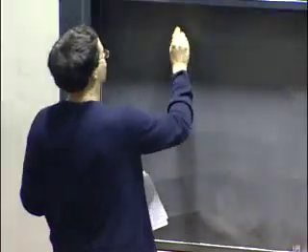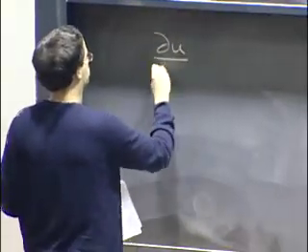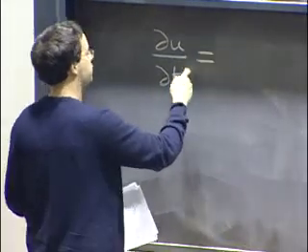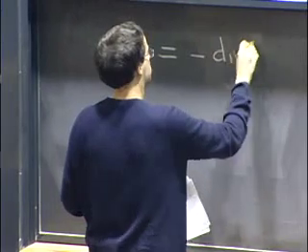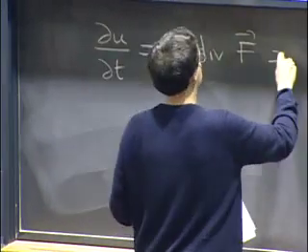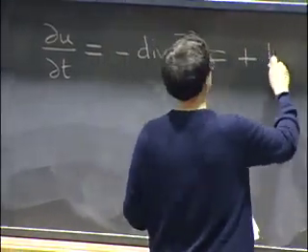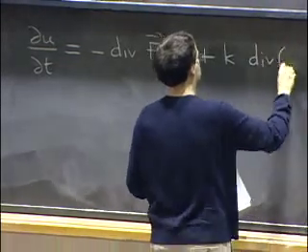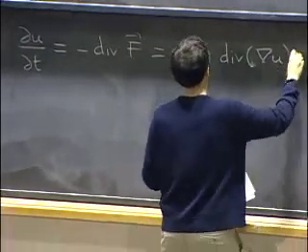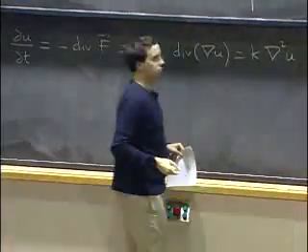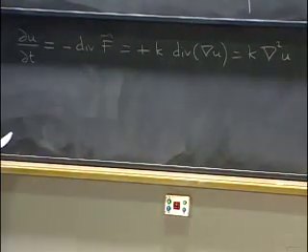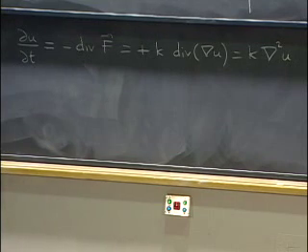And so what we got out of that is the diffusion equation, because we end up getting that partial u partial t is minus div f, which is therefore positive k times divergence of grad u, which is what we denoted by del square u, the Laplacian. So that's how we got the diffusion equation.